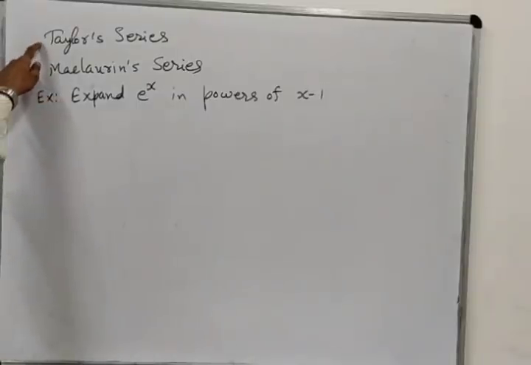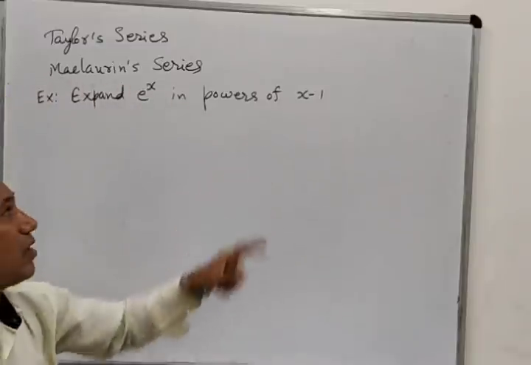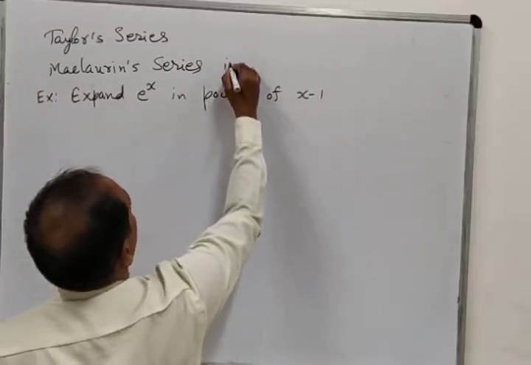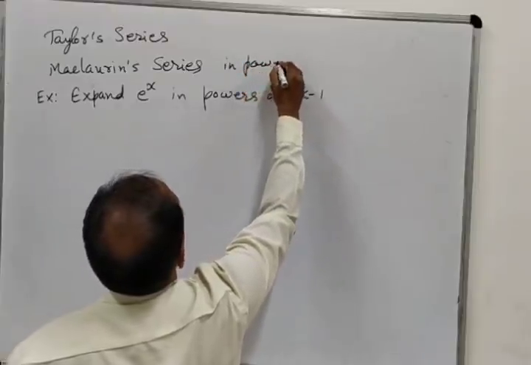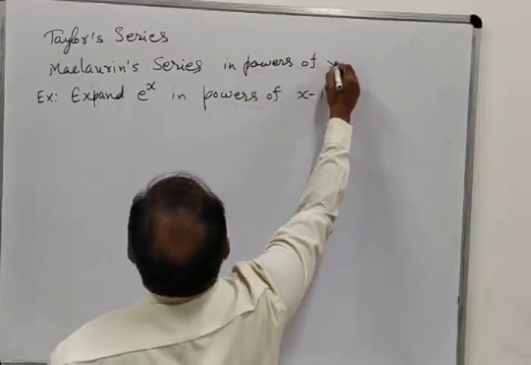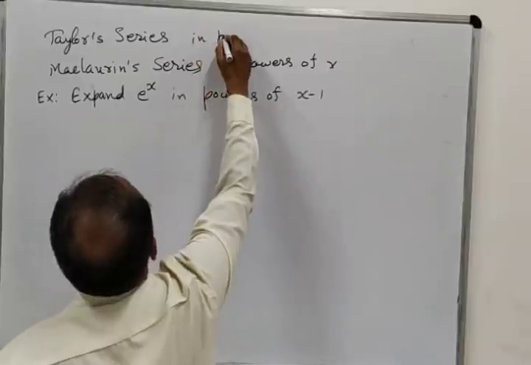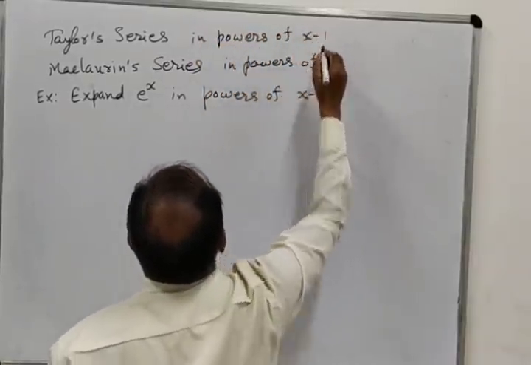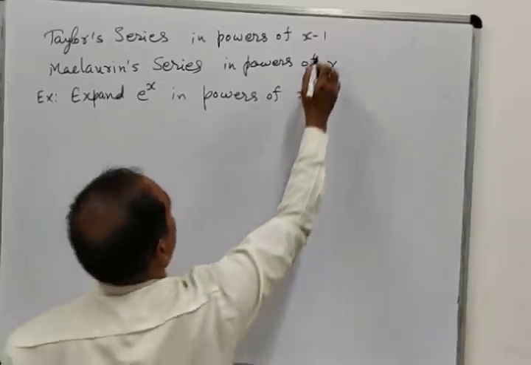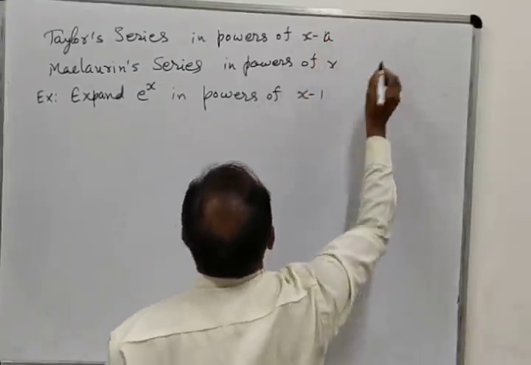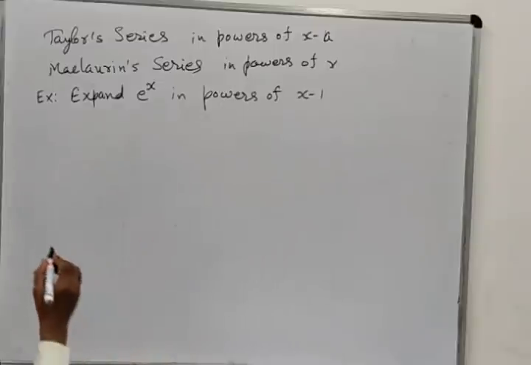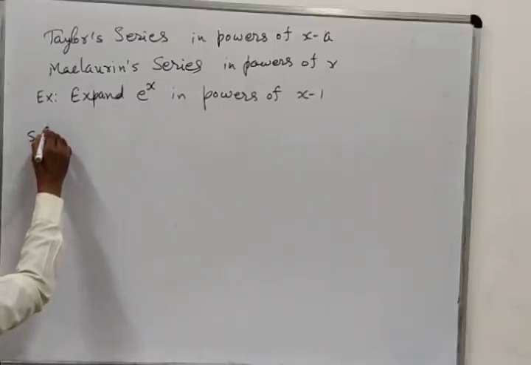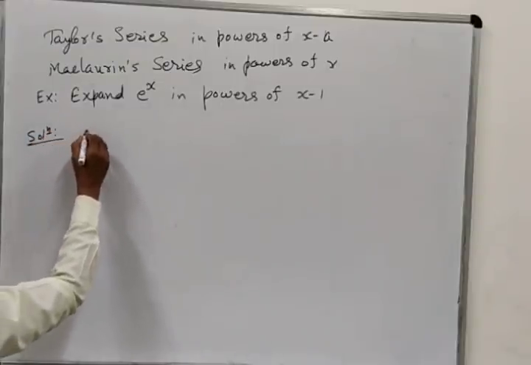So we will make the use of Taylor series because Maclaurin series expands the series in powers of x, and Taylor series expands in powers of x minus 1, x minus a in short. A has any value. So here we have a equal to 1. So to solve this, first of all we write down the Taylor series.